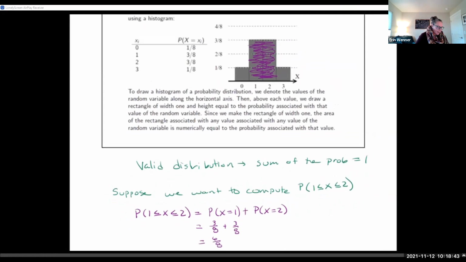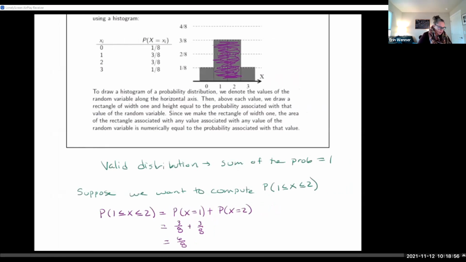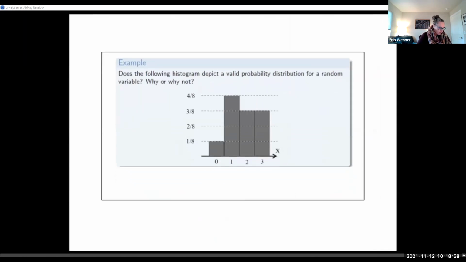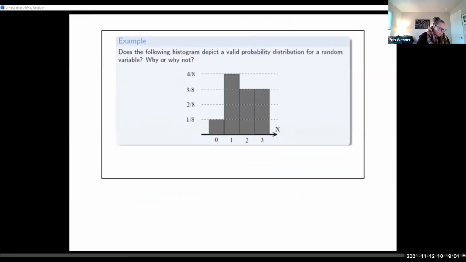So again, when we add up all the bars in a histogram, because those bars represent the individual probabilities, they need to equal 1. So if we look at our next page, we have a histogram, and I want you to tell me if it depicts a valid distribution for a random variable, why or why not. So think about what I was saying. In order for it to be valid, the sum of all the probabilities there has to equal 1.